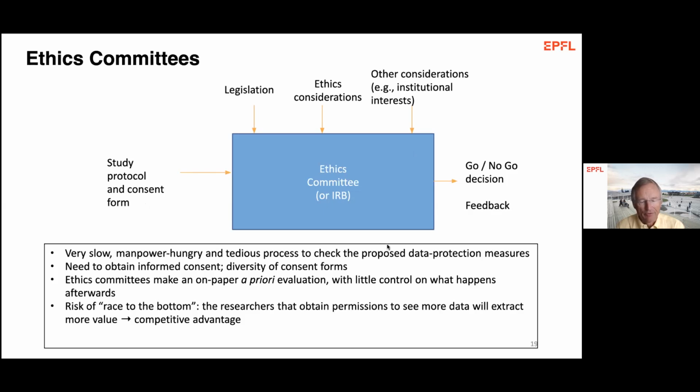Right? So it's a very slow, manpower hungry, and tedious process to check the proposed data protection measures. In practice, it provides an a priori evaluation, but usually ethics committees lose a bit of track of what is happening once the study has started. And there is a risk of a race to the bottom, as the researchers that obtain permissions to see more data will actually extract more value and will obtain a competitive advantage.